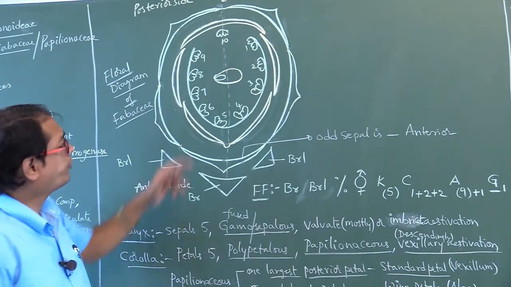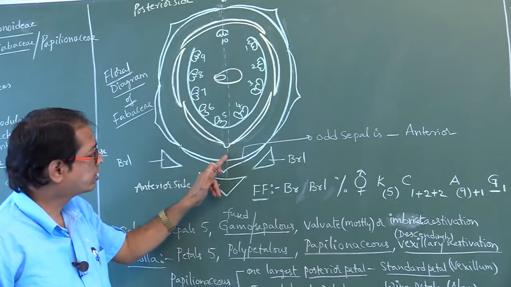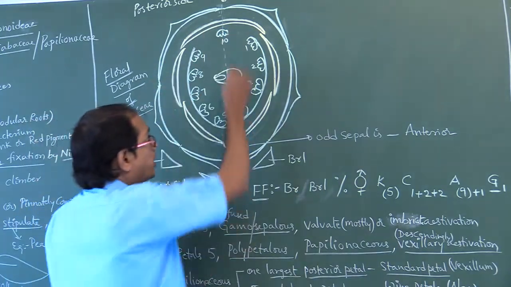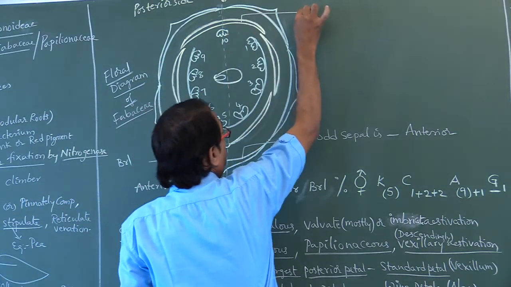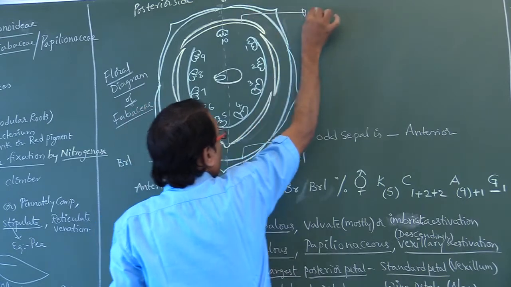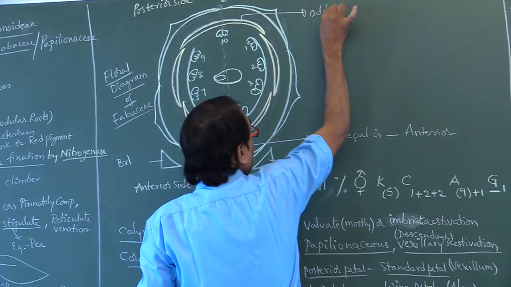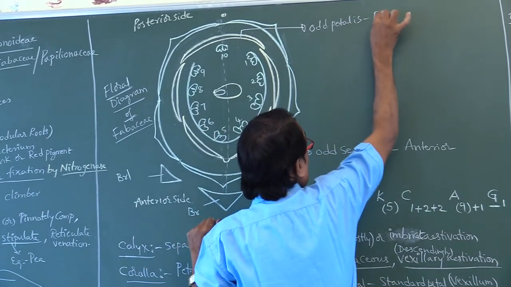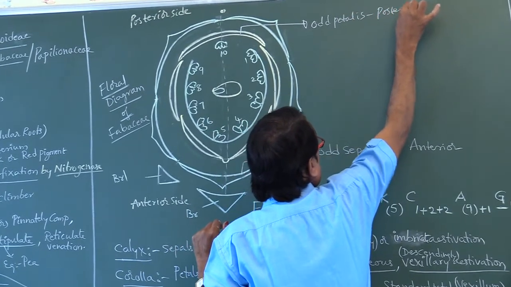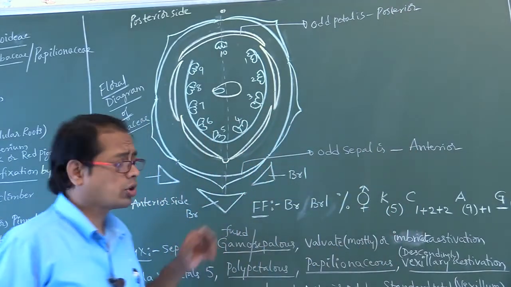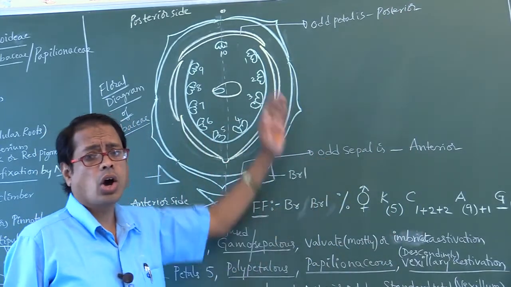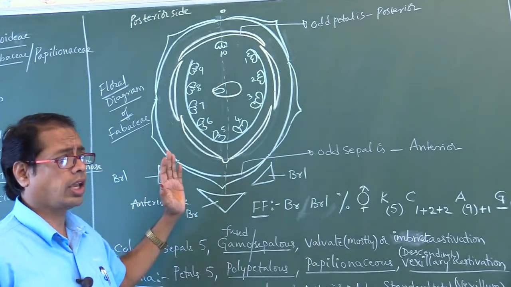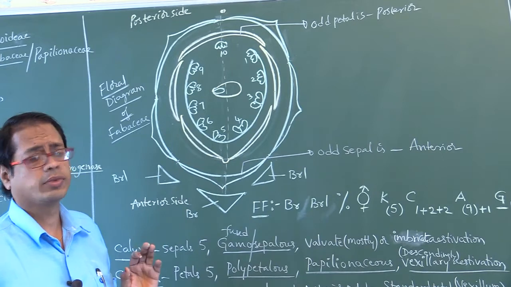Okay? Right. If we draw the vertical line, this is the petal. This petal occupies both right and left. So this petal is called the odd petal. Odd petal is posterior. So name the family in which odd sepal is anterior and odd petal is posterior. These are the characteristics of the Fabaceae family.